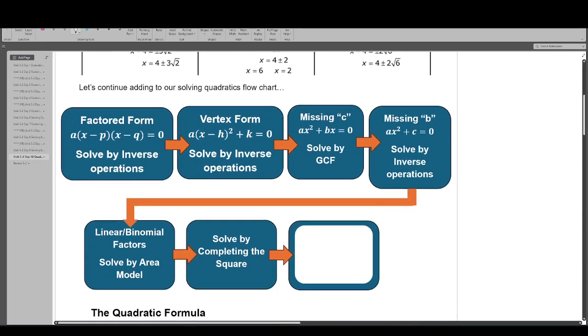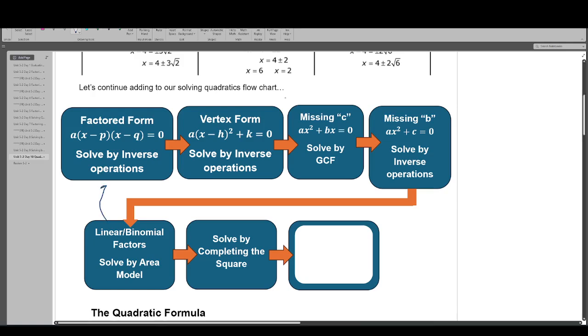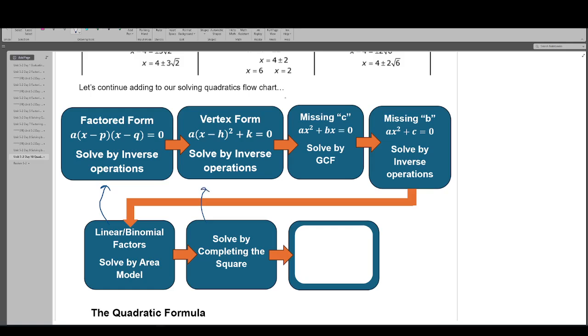I'm going to go ahead to our flow chart, and we're going to fill in our final box. So our first four special cases, always the best things to look out for. Remember that linear factors, the area model, factoring, whatever you call it, is basically changing to this form to simplify things. Solving by completing the square is changing to this form to simplify things. Our last resort, if nothing else works, is called the quadratic formula.